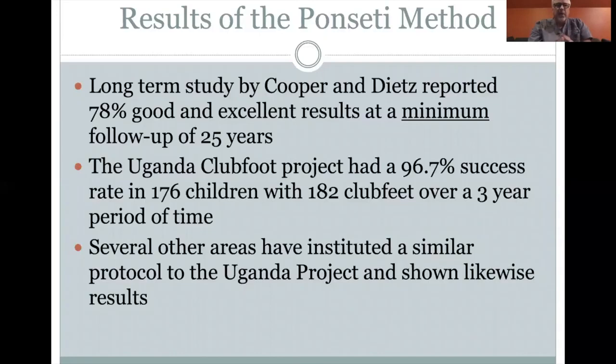People try to modify it. There's really no modifying it. It is a specific technique. And many developing countries have started clubfoot projects.